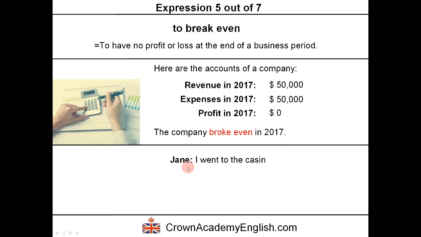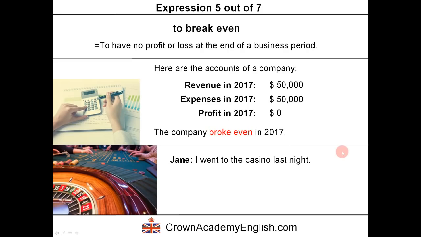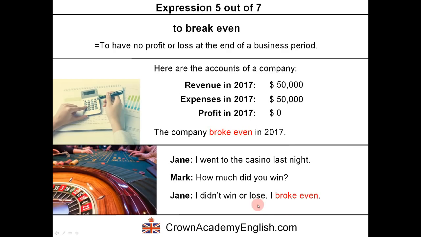So, example, Jane says, "I went to the casino last night." And Mark asks, "How much did you win?" And Jane replies, "Well, I didn't win or lose. I broke even." So perhaps Jane spent £300 and perhaps she won £300. So she broke even. She didn't win money and she didn't lose money.